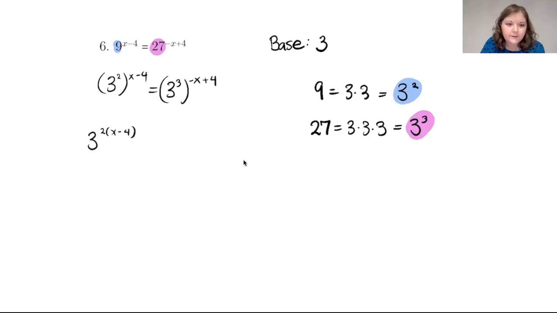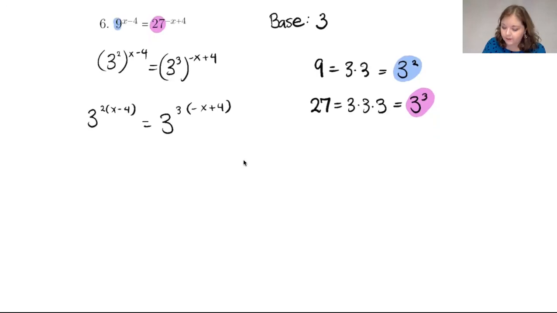So put that x minus 4 in parentheses because we want to do 2 times all of this. We don't want to just accidentally do 2 times x and not distribute it to this negative 4. And then that equals 3 to the 3 times negative x plus 4. And we're going to put this in parentheses too for the same reason, because we're going to have to distribute those.